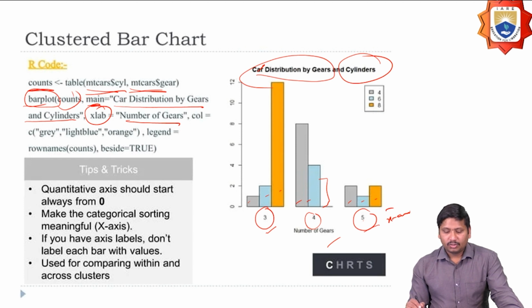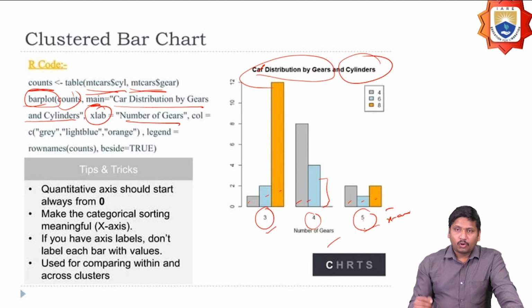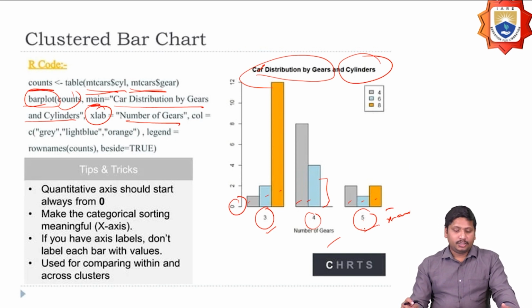Based on these values, I can construct this clustered bar chart. So what are the tips? The tips should be the same. The quantitative axis should start with 0, and make the categorical strings sorted in a meaningful order on the x-axis. And if you are going to have axis labels, don't label each one with values, and use it for comparing within and across the clusters.